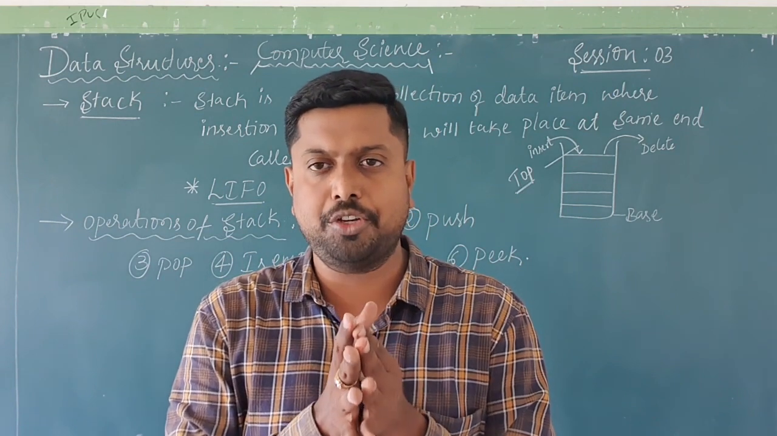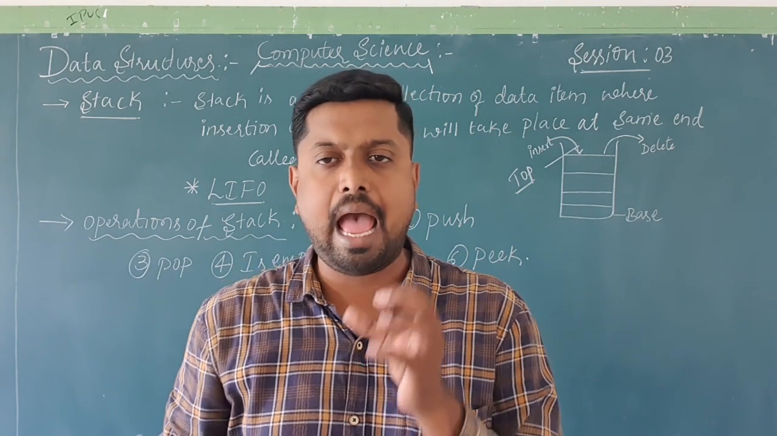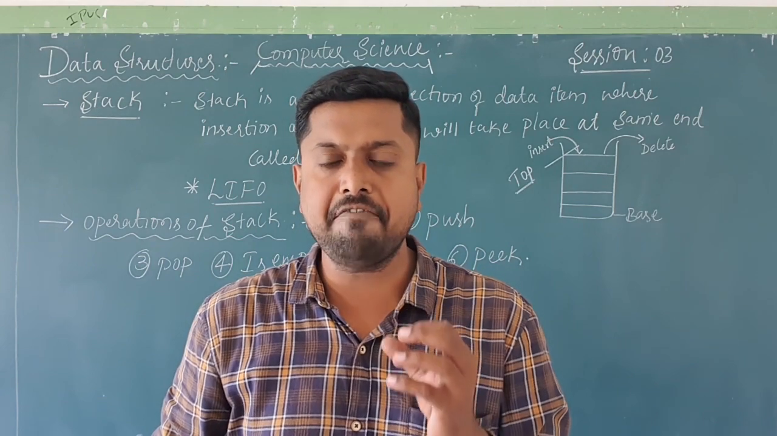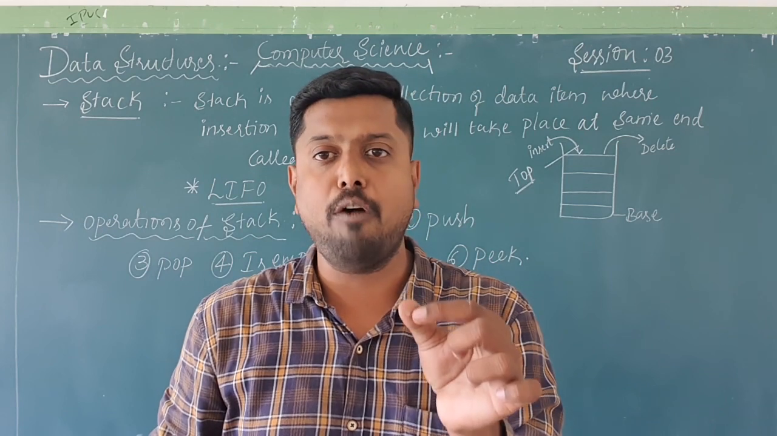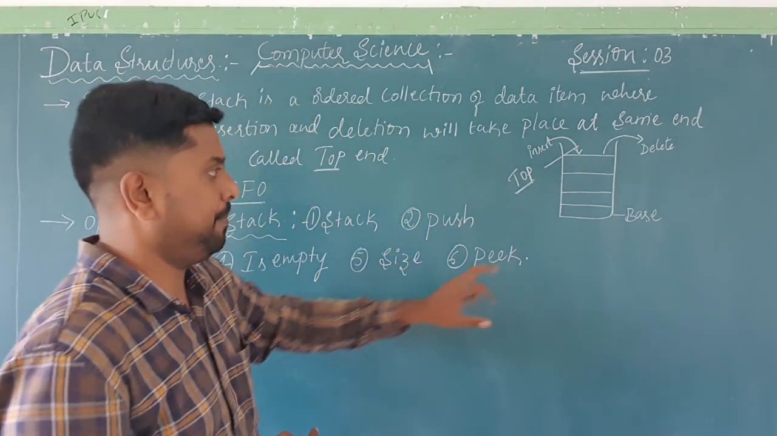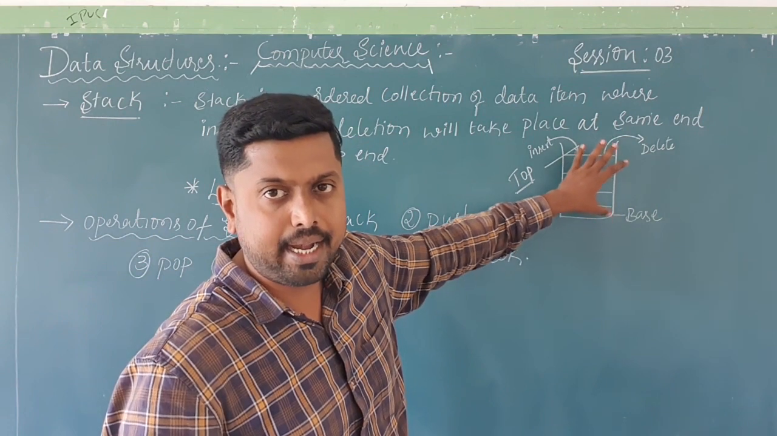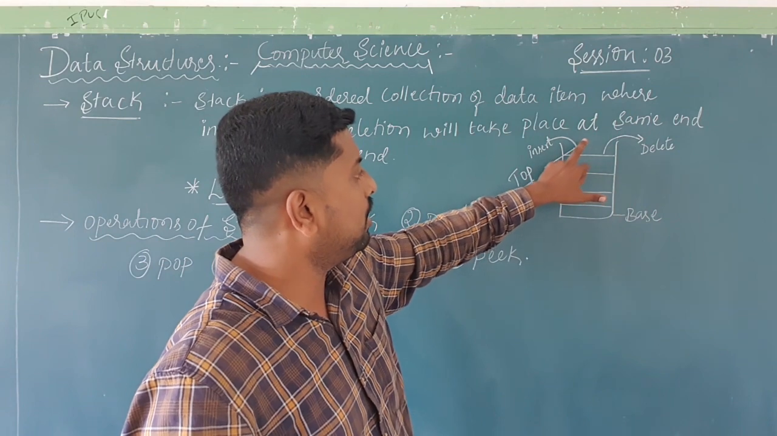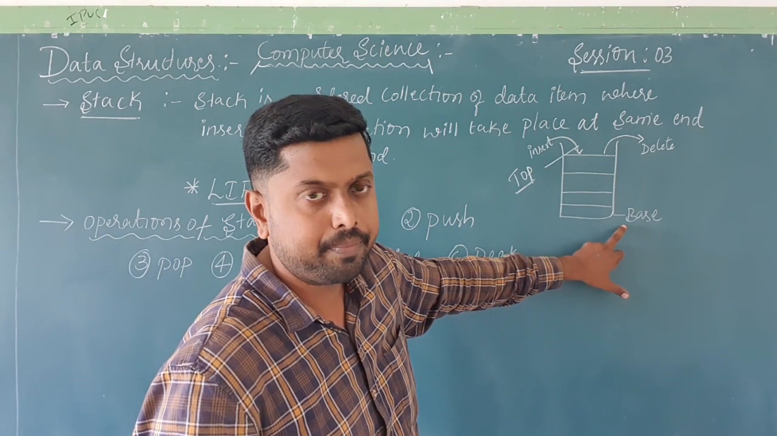So in data structures, stack is one type of data structure. It is having a chance to store the data. It is having a chance to insert and delete data, but at a common end. That end is called the top end. See this diagram. This is one ordered collection of data items in one particular place. Here two ends are called, one is the top end and the second one is the base end.